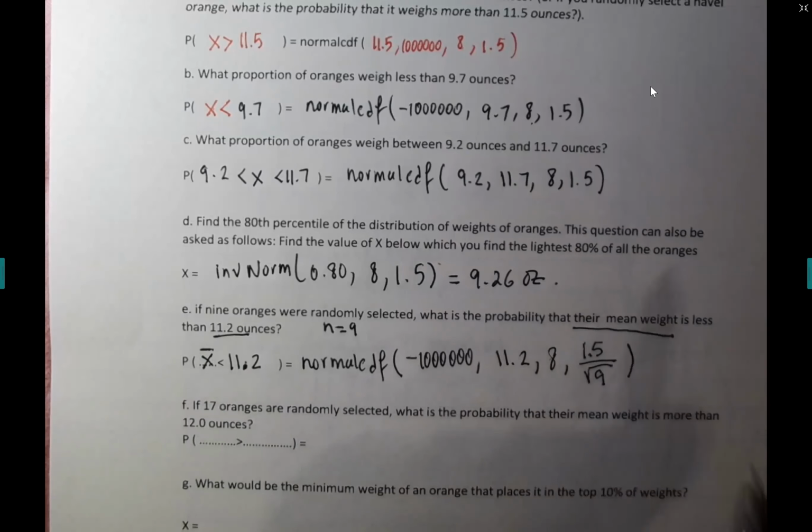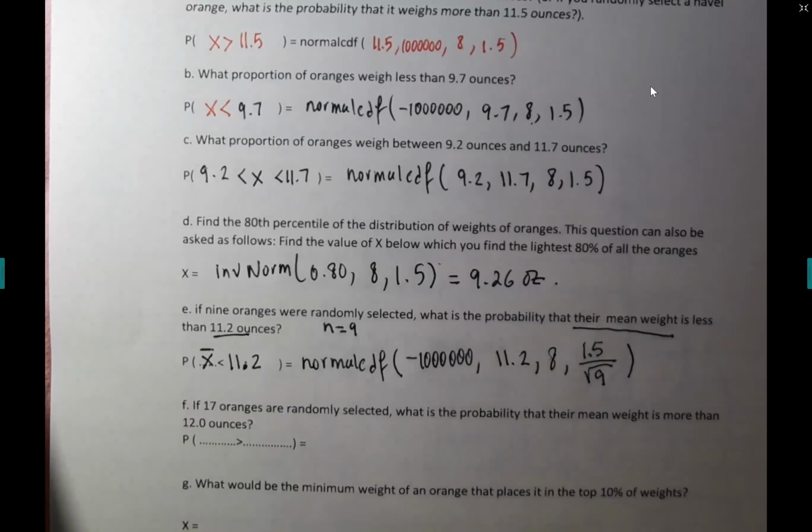The question is not about one orange. If the question is about one orange, if n is 1, you randomly select one orange, it's just sigma. When he uses a sample size, he's going to ask you about the sample mean, about x bar. And when the question is about x bar, the standard deviation changes, guys. It will be smaller. It will be the original standard deviation divided by the square root of the sample size.